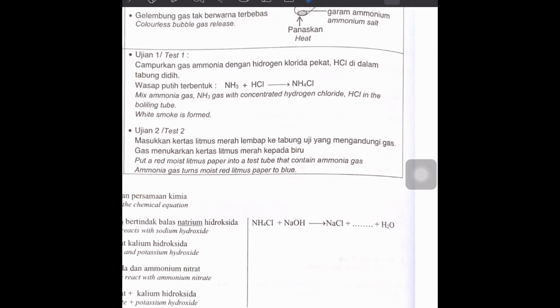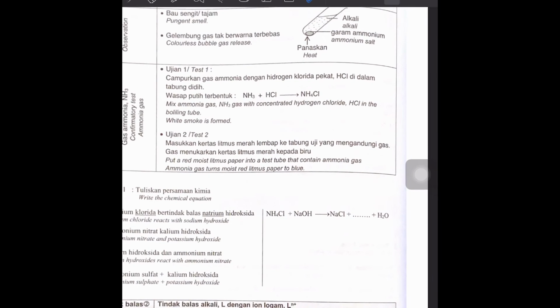Test number 2. This one, most people do this. Put a red moist litmus paper into a test tube that contain ammonia gas. Ammonia gas turns moist red litmus paper to blue. Ammonia gas sebenarnya bersifat alkali.